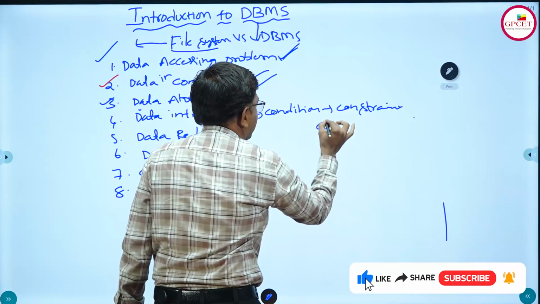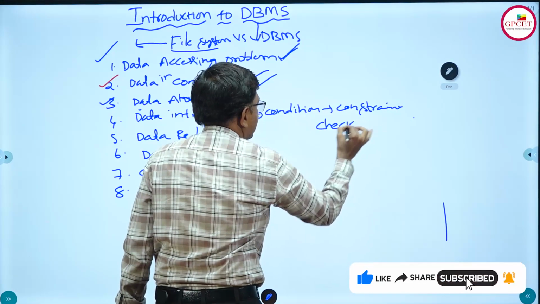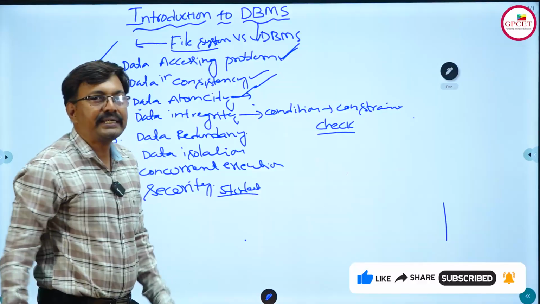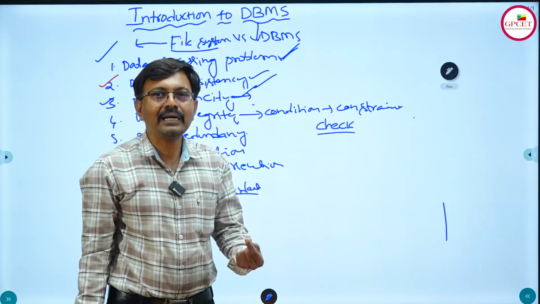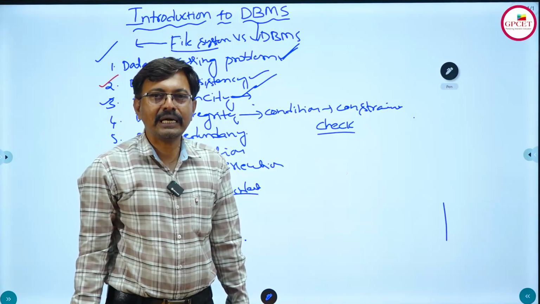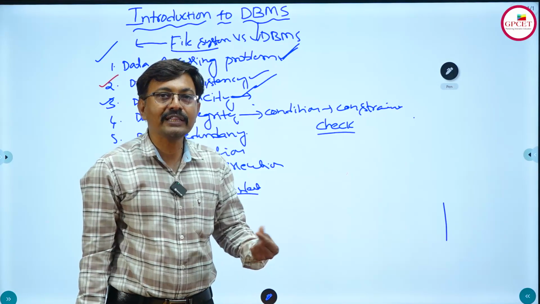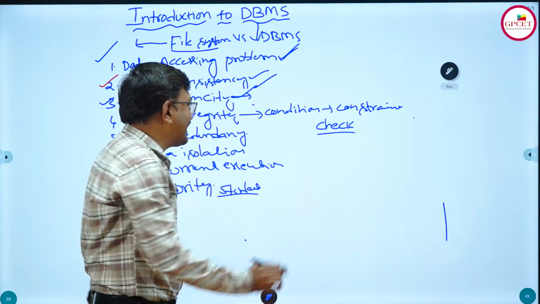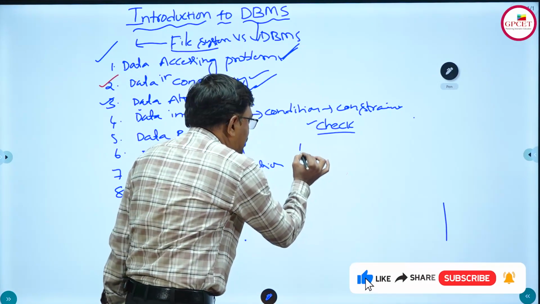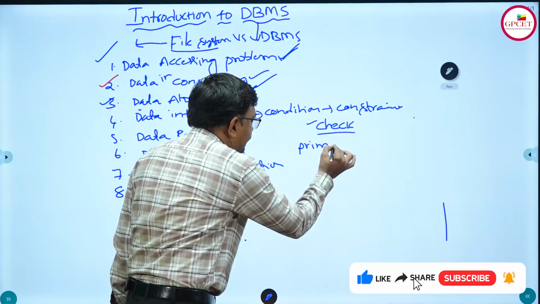For example, check constraint. What is a check constraint? In a bank, for everyone the minimum bank balance is 1000 rupees. Okay, and the bank balance may never fall below 1000 rupees. That is a constraint or condition. That is a check constraint. Right. Another constraint, primary key.